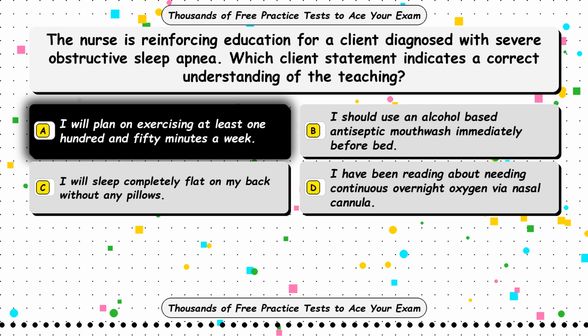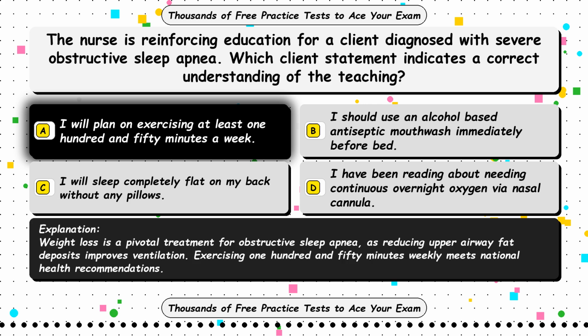The correct answer is option A. I will plan on exercising at least 150 minutes a week. Weight loss is a pivotal treatment for obstructive sleep apnea, as reducing upper airway fat deposits improves ventilation. Exercising 150 minutes weekly meets national health recommendations.